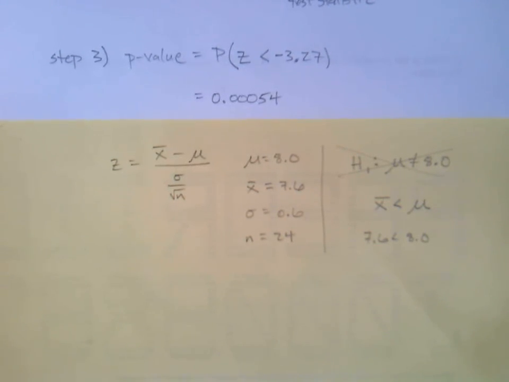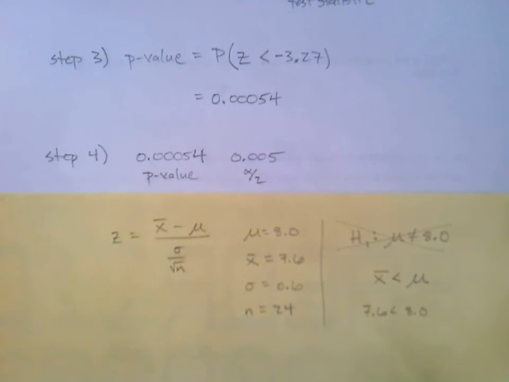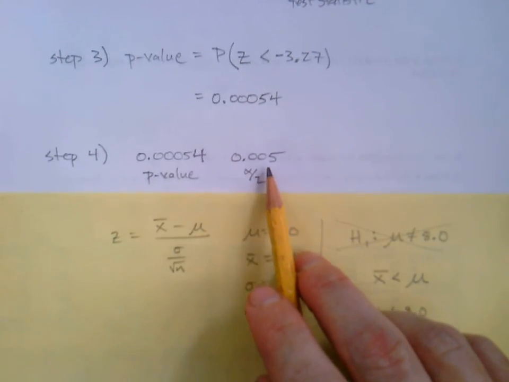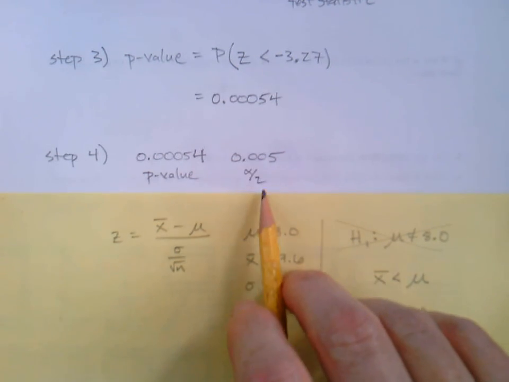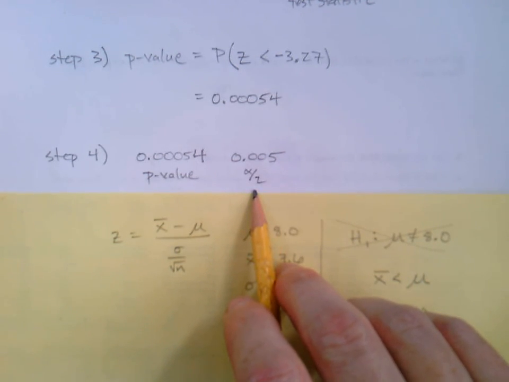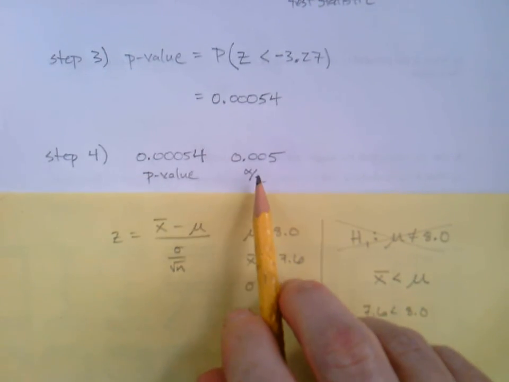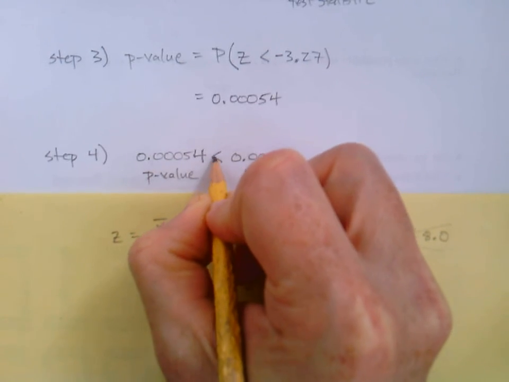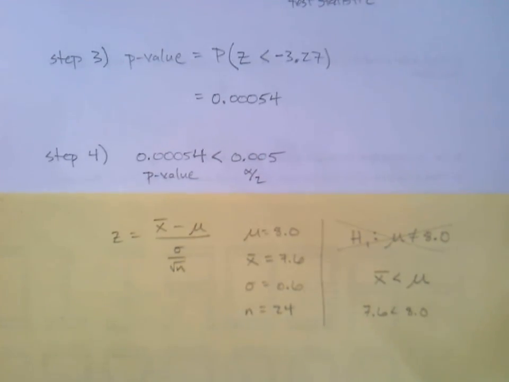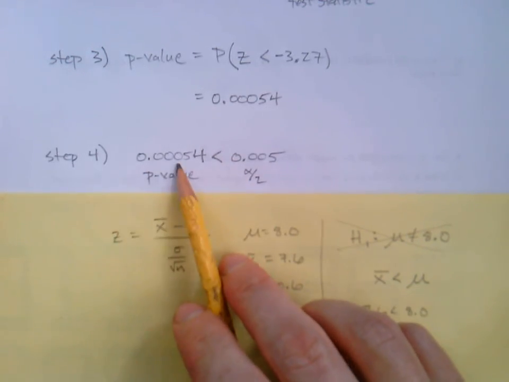Step 4, we're going to compare the p-value with the significance level. Here's where it comes in, where we needed to divide it in half. So we're comparing to alpha over 2, 0.005. We got our p-value 0.00054, and alpha over 2, since it's a two-tailed test, is 0.005. Which one is bigger? Clearly alpha over 2 is bigger. Even dividing it in half, it's still bigger because the p-value is so tiny.